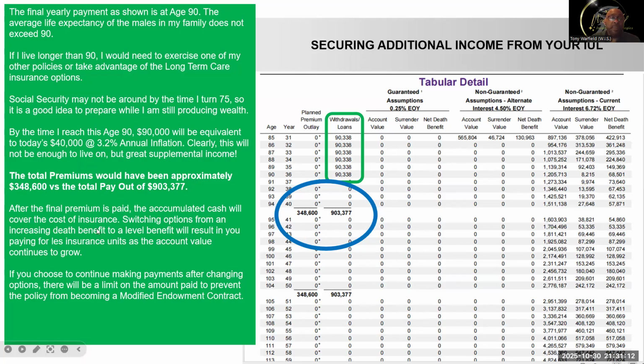Switching options from an increasing death benefit to a level benefit will result in you paying for less insurance units as the account value continues to grow. If you choose to continue making payments after changing options, there will be a limit on the amount paid to prevent the policy from becoming a modified endowment contract, and we'll talk about that in another presentation.